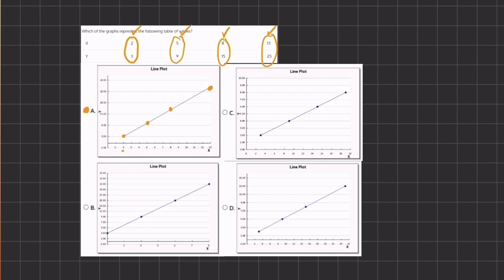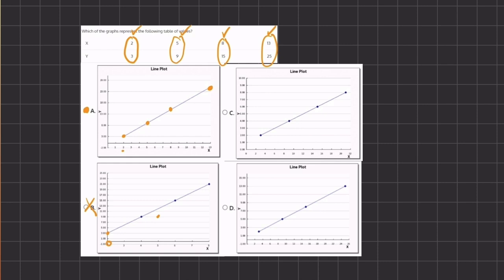Now, if we go to B and we go to our x-axis and we find our value 2, which is supposed to be here, and we go up to 3, our first point does exist. Now, if we move on to our second point, (5, 9), it should be over here, but it does not exist. And therefore, B does not represent our table of values.